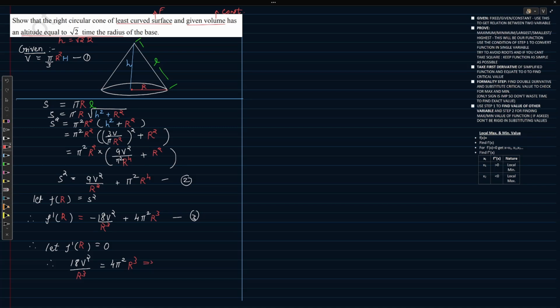Which means r raised to 6 is equal to 9 v square upon 2 pi square. Now, its double derivative. Therefore, we can say r is nothing but equal to the 6th root of 9 v square upon 2 pi square.